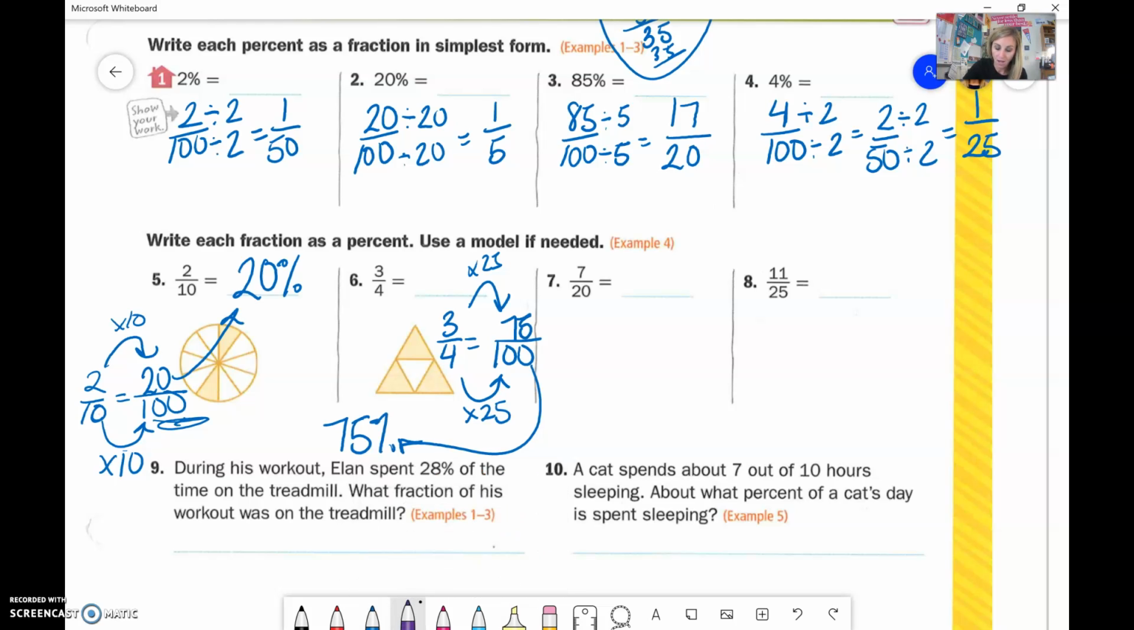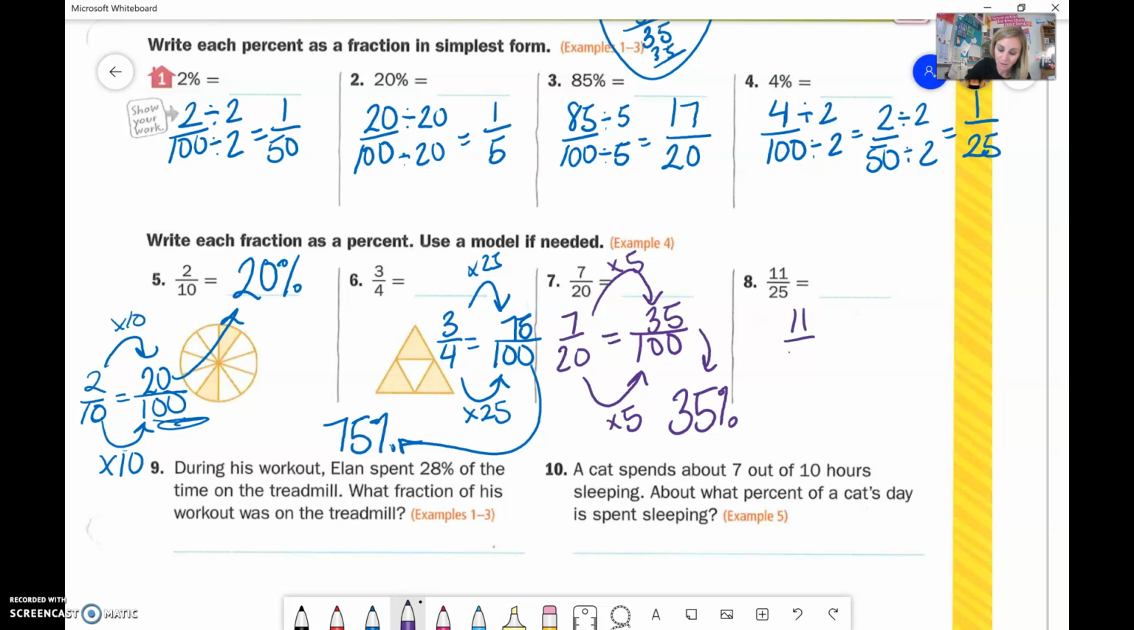Okay, all right, 7/20. Let's see if I can find an equivalent fraction with 100. So 20 times what gives me 100? 20 times 5. If I multiply the bottom by 5, I must multiply the top by 5, which gives me 35, which gives me 35%, because percent means out of 100, and 100 is my denominator.